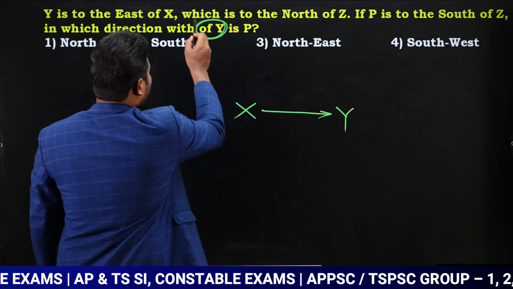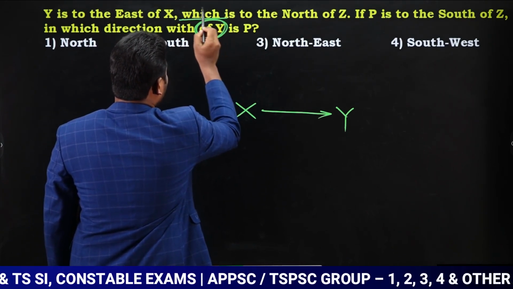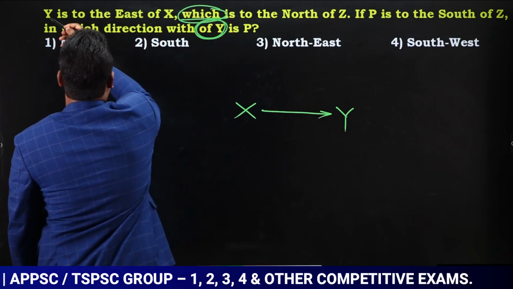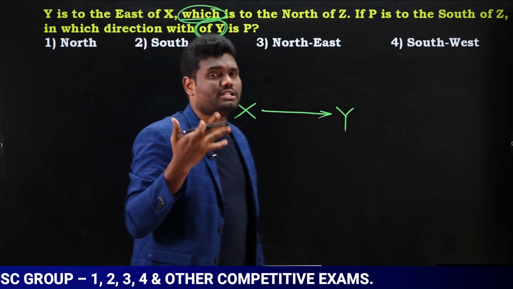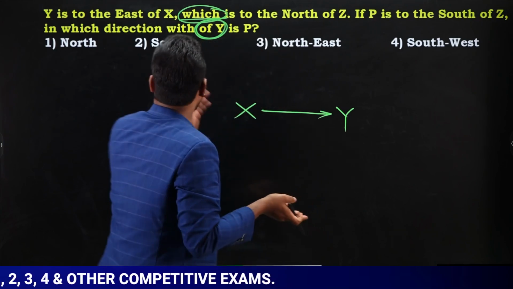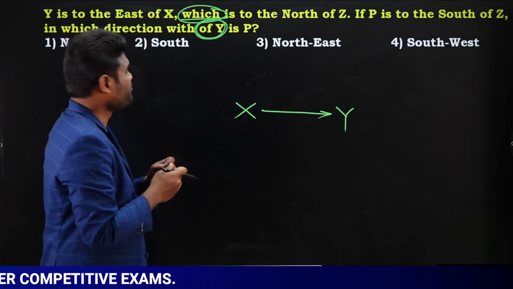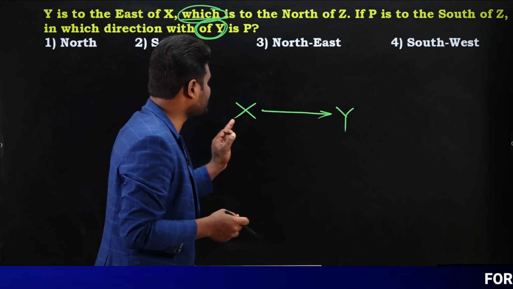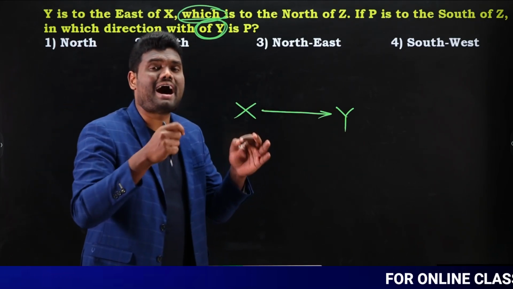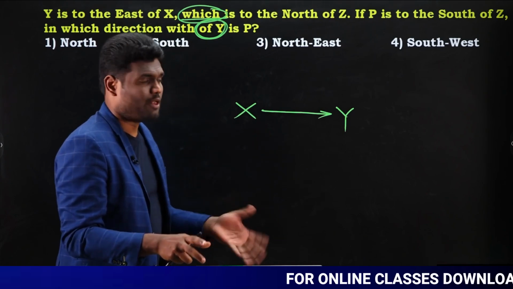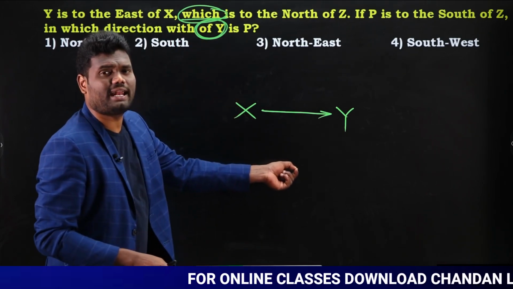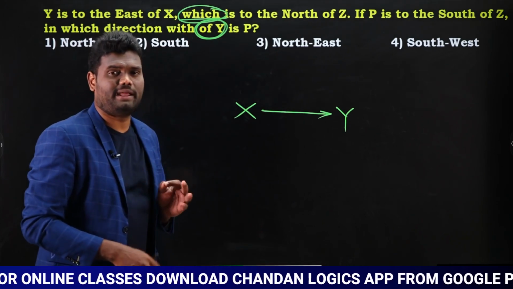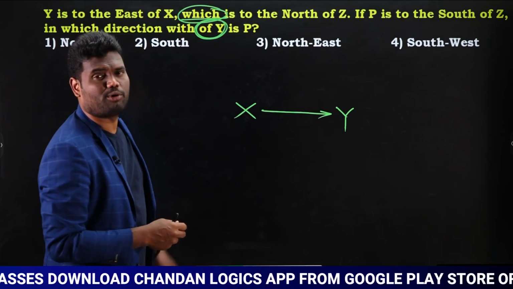Now observe here. Again, many of the students commit a mistake here. Which is to the north of Z means, who? Y or X? So many students get a doubt here whether to take Y or X. If you don't have a proper idea, then obviously you are going to lose marks here itself. Why? If you represent the wrong diagram, automatically you get the wrong answer. That is the reason terminology is very important. Already we have discussed this terminology.